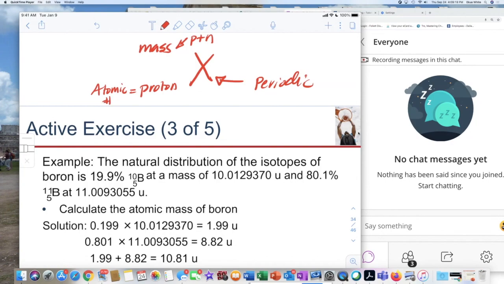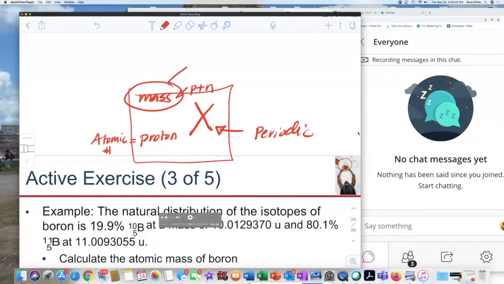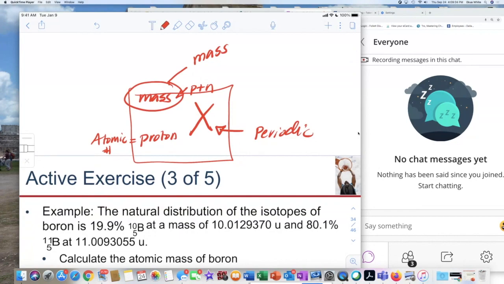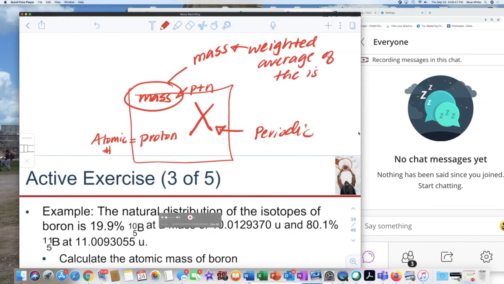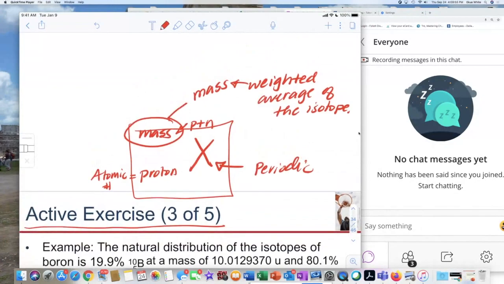Okay. So periodic tables usually have these symbols for the elements. Some have more information, some have less. Well, the mass in the periodic table is technically a weighted average of the isotopes.